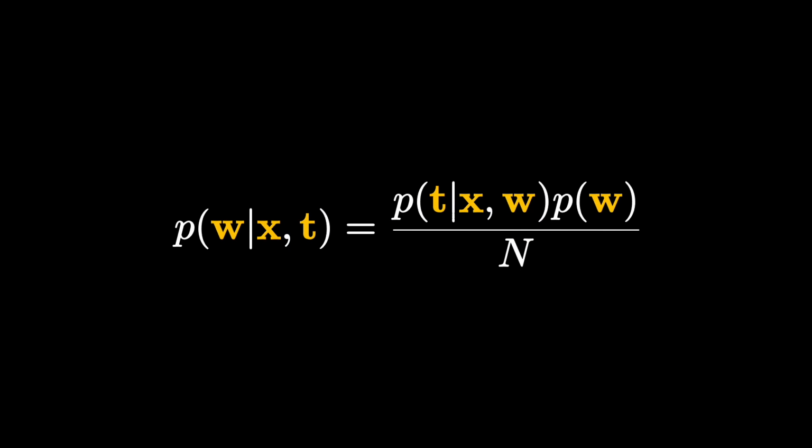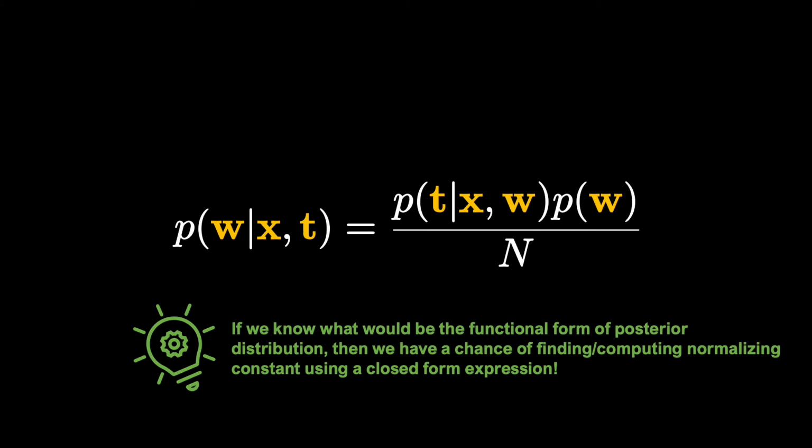And this brings us to appreciate the big idea behind the topic of our tutorial today. The idea is that if somehow we know the functional form of our posterior distribution, then maybe we have a chance of having a closed form expression to compute its normalizing constant. If it is the first time you're hearing about this, then it will sound strange. So let me give you a very simple example of what it means.